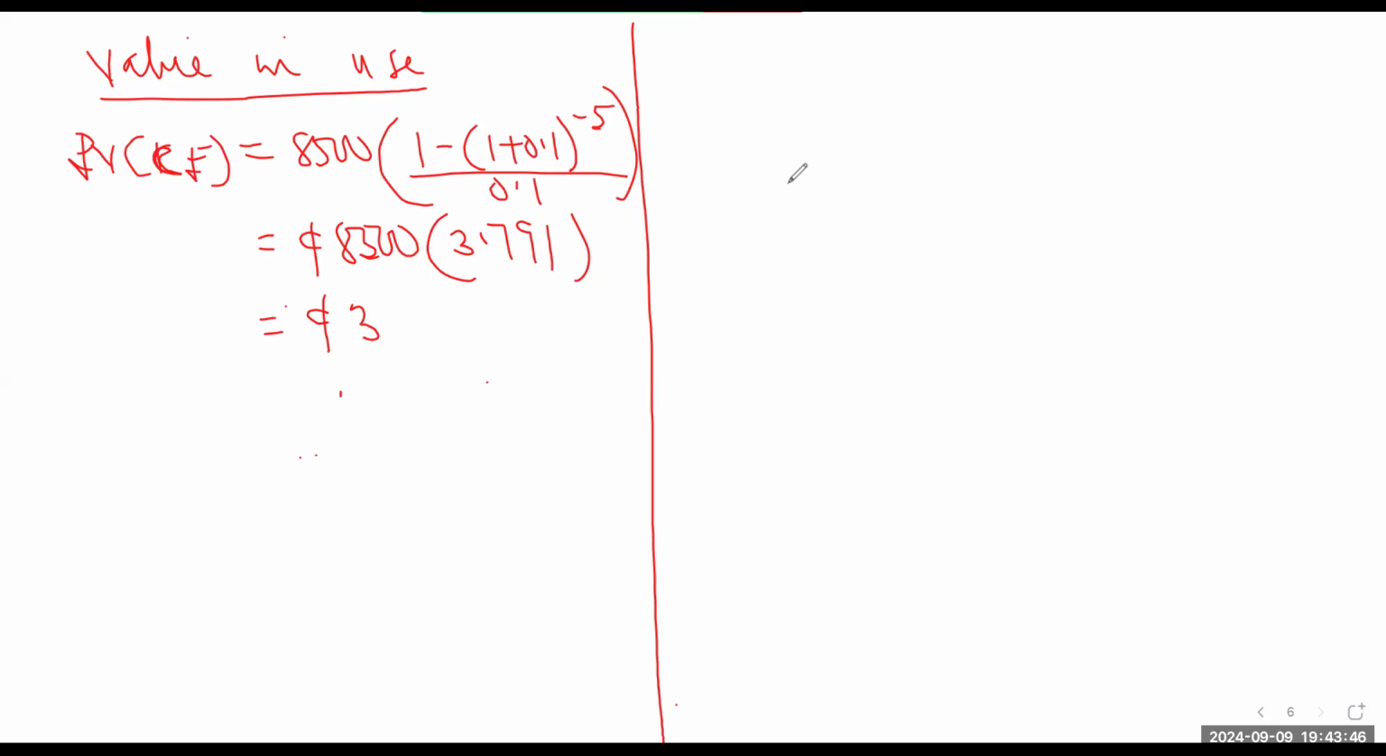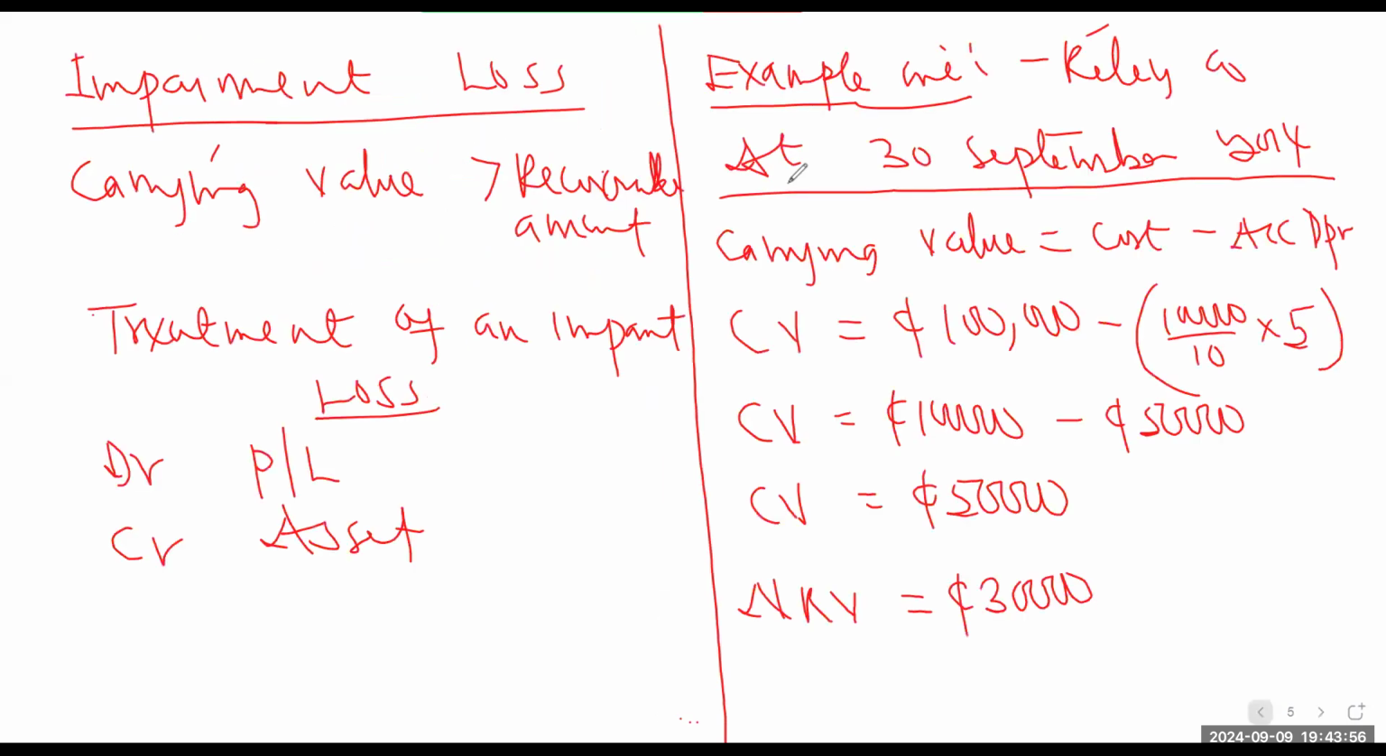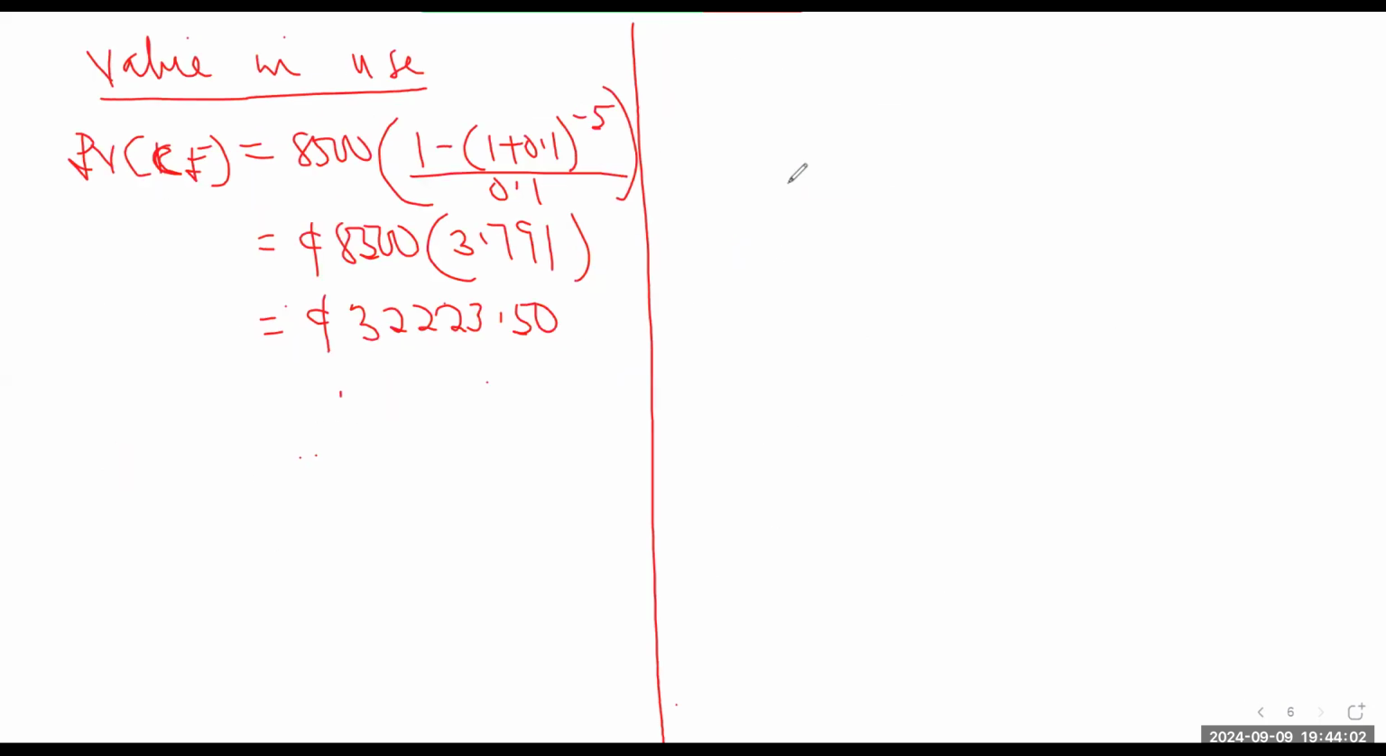32,223.50. Okay. So which of them will be the recoverable amount? What will be the recoverable amount now? 32,223.50. That's the value in use. Okay. So let's find the impairment loss. That will be 50,000, which is the carrying value, minus what? The 32,223.50.